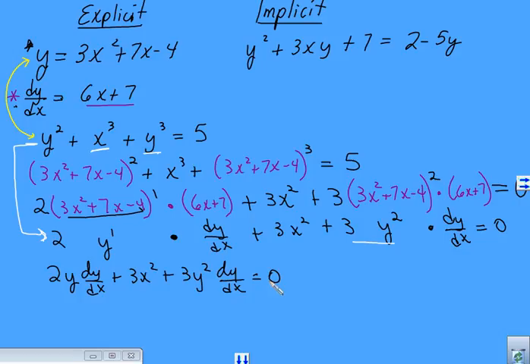Your goal is to isolate dy over dx. So this is back to algebra 1. If you want to solve for a certain thing, you get all of those items on one side of the equal sign, and anything that does not have dy over dx on the other side. So I'm going to simply move the 3x squared to the right-hand side, and I'm going to leave the two terms with dy over dx in them over here on the left.